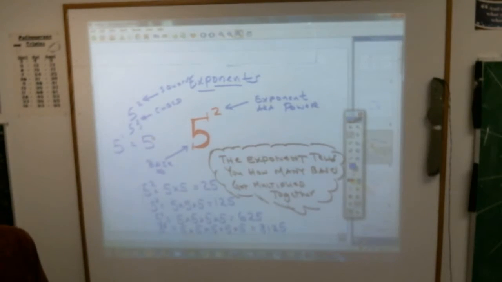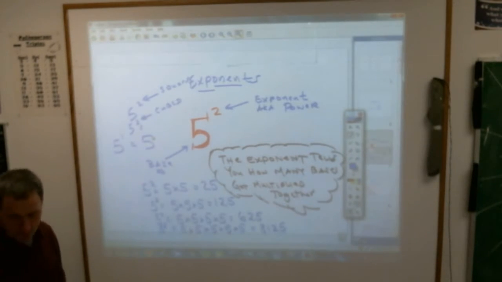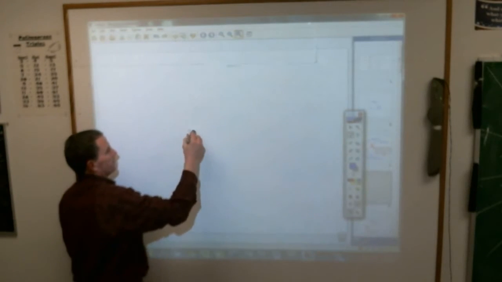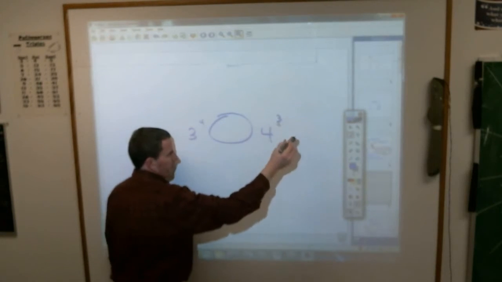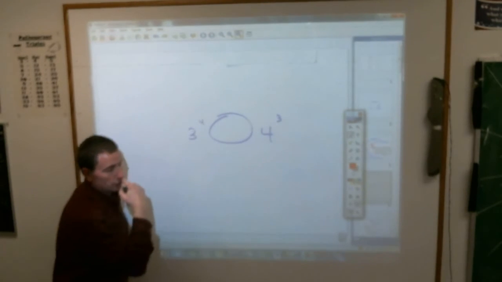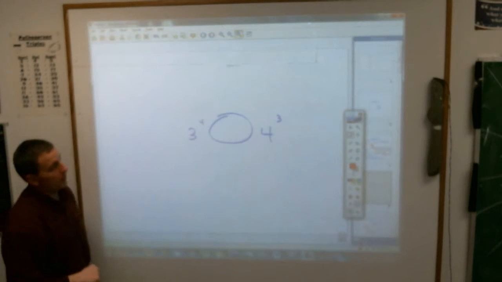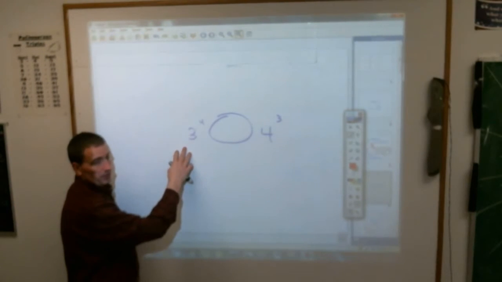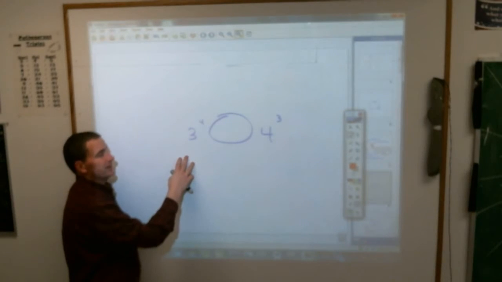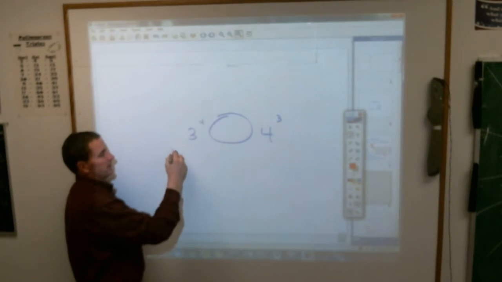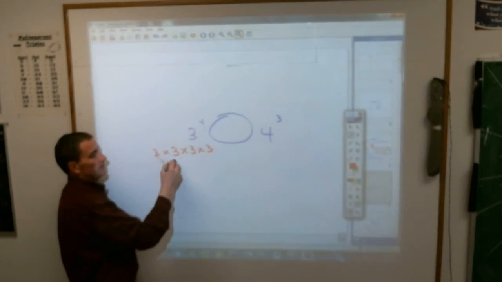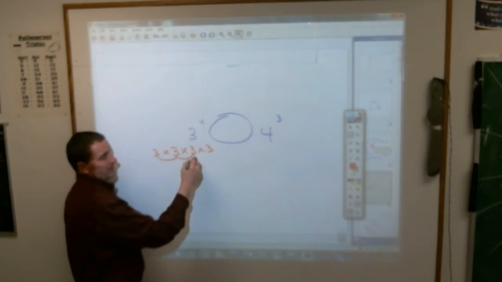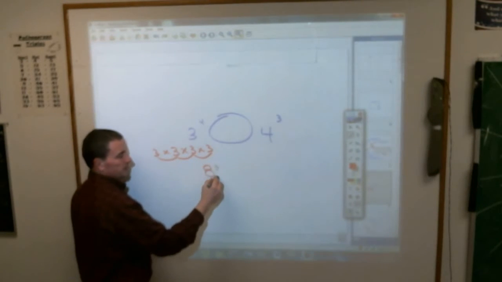Now, what are some things they're going to give you with powers? They will give you something like this. What is bigger, 3 to the fourth power or 4 to the third power? Which one is bigger? Well, let's look at what they are first. What is 3 to the fourth power? It is not 12. That's 3 times 4. Remember I talked about that. It's 4 3s times themselves. 3 times 3 is 9, times 3 is 27, times 3 is 81.